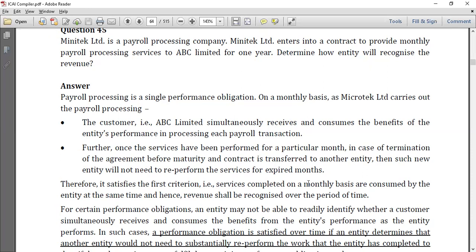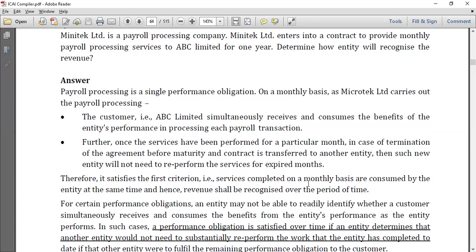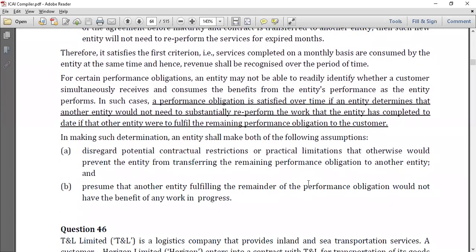This new entity, whichever is appointed, if Minitech Limited has terminated its service agreement before maturity, need not reperform the contract. That's why the two conditions are satisfied. That is, the services are completed on a monthly basis and consumed by the entity at the same time whenever the service is provided, and the revenue will be recognized over a period of time. So here, as the two criteria are satisfied, the revenue will be recognized over a period of time.